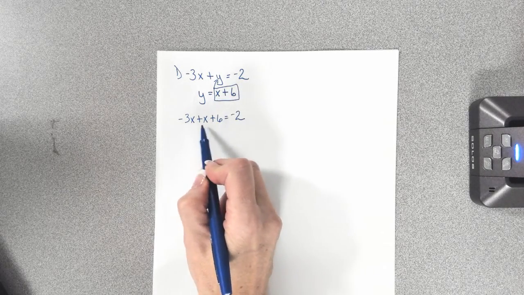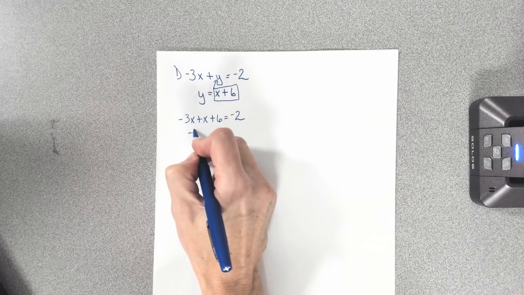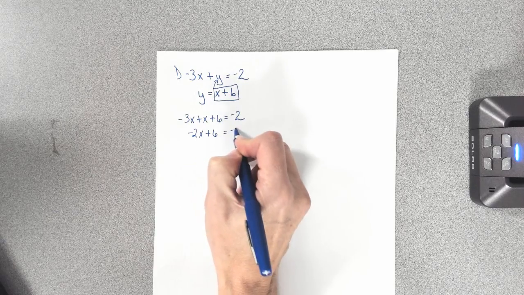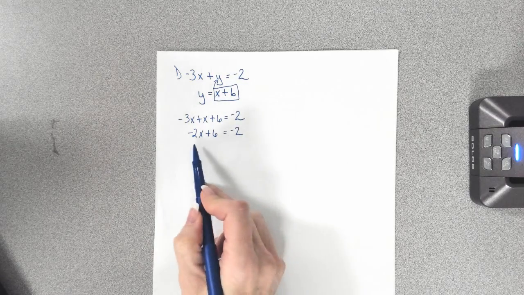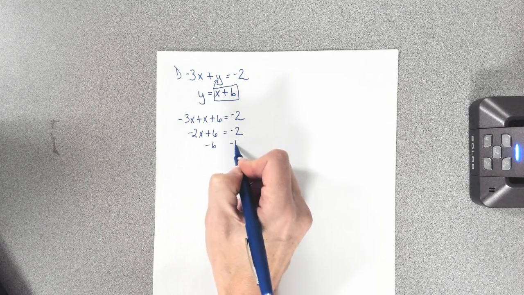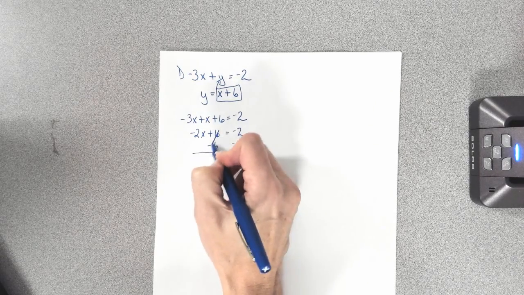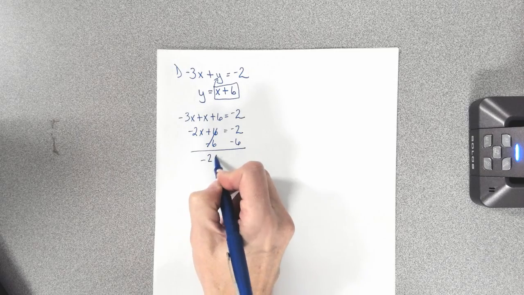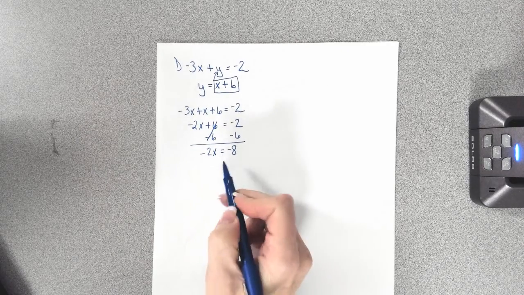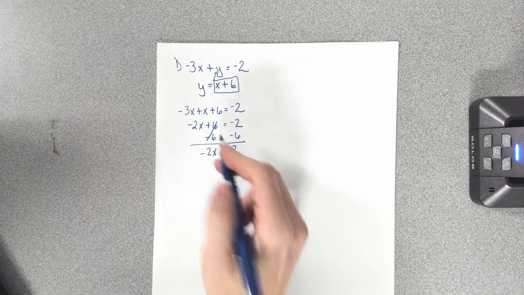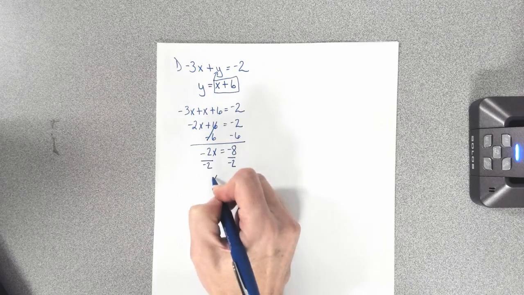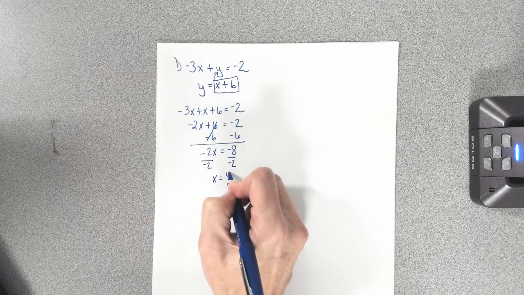So negative 3x plus x is negative 2x plus 6 equals negative 2. We're down to a two-step equation. So we're going to subtract 6. We have negative 2x equals negative 8. We then need to get the variable isolated, so divide by negative 2, and x will equal 4.